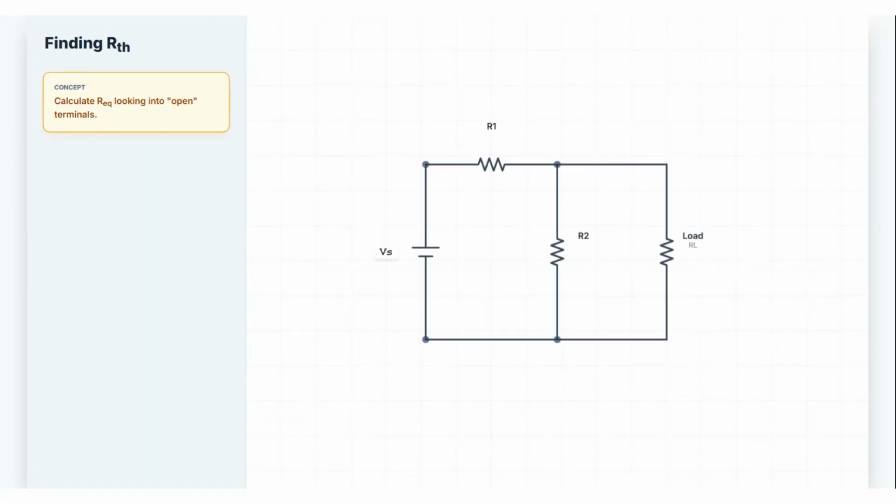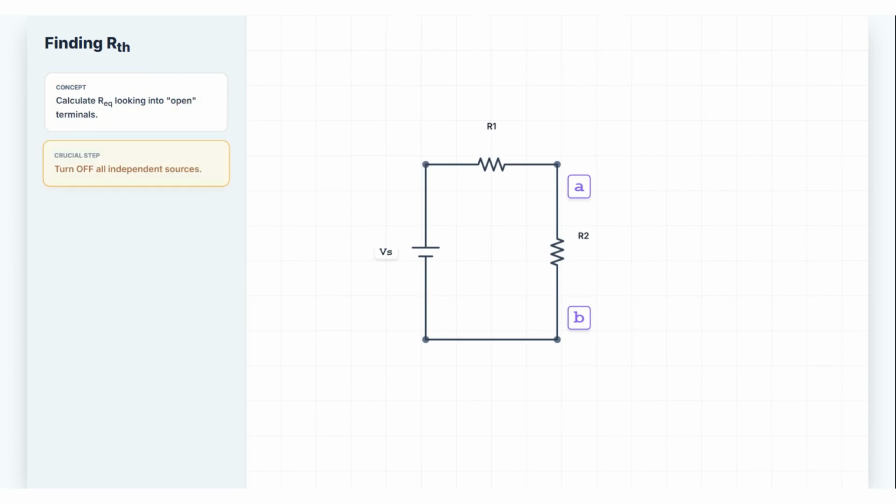RThevenin is the equivalent resistance of the circuit as seen from the terminals. Imagine you're standing at the terminals looking into the circuit. If you could measure resistance, what would you see? That's RThevenin. But here's the catch. You can't just measure resistance while sources are active.